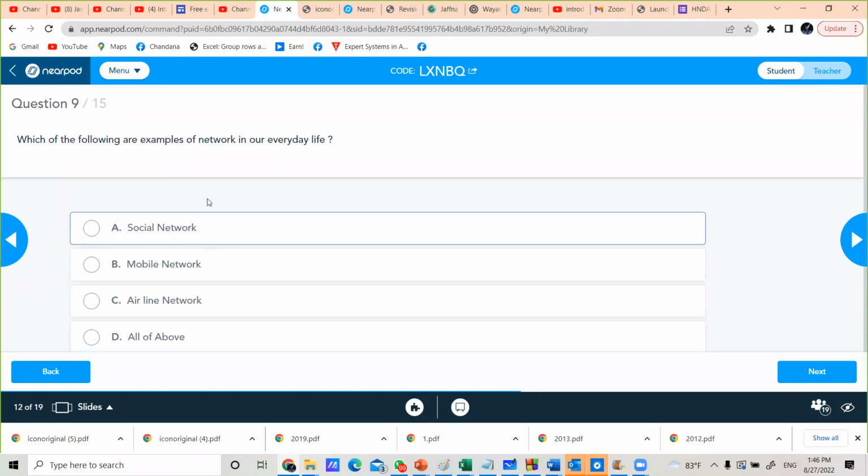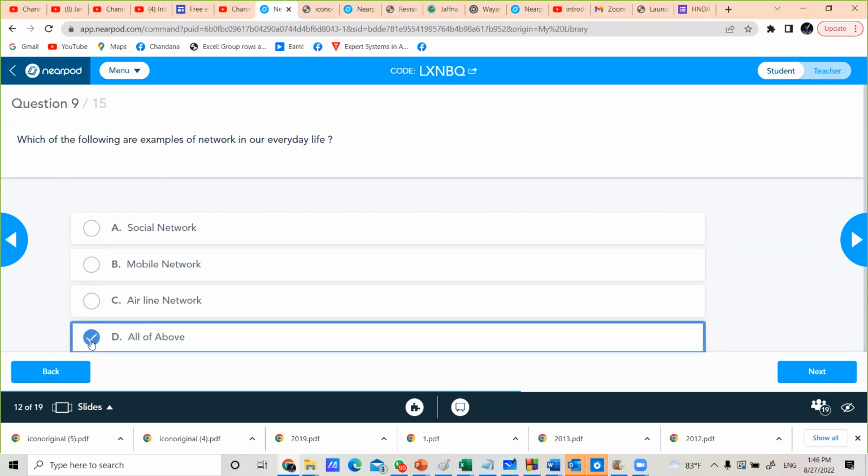When you are in the bank or when you are in the school, you are using various kinds of social network systems. Mobile network system also, through the mobile network you can attach with various kinds of network systems. And the airline is also important: if you want to make a seat reservation in the airline, then you can use the airline network. Therefore, the answer should be all of above.